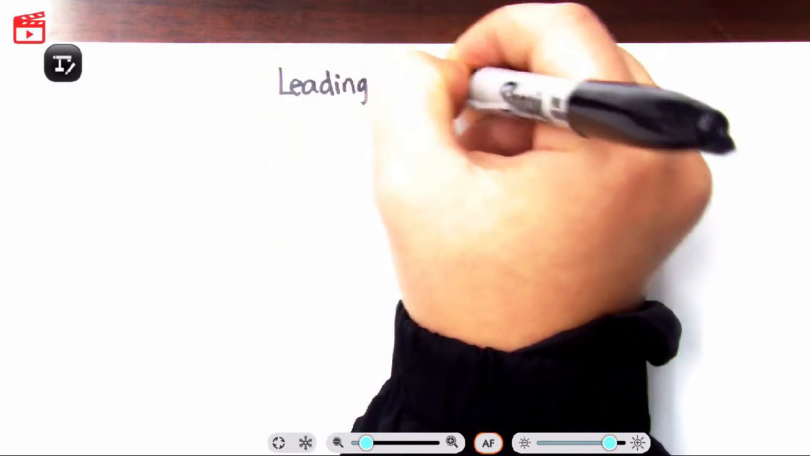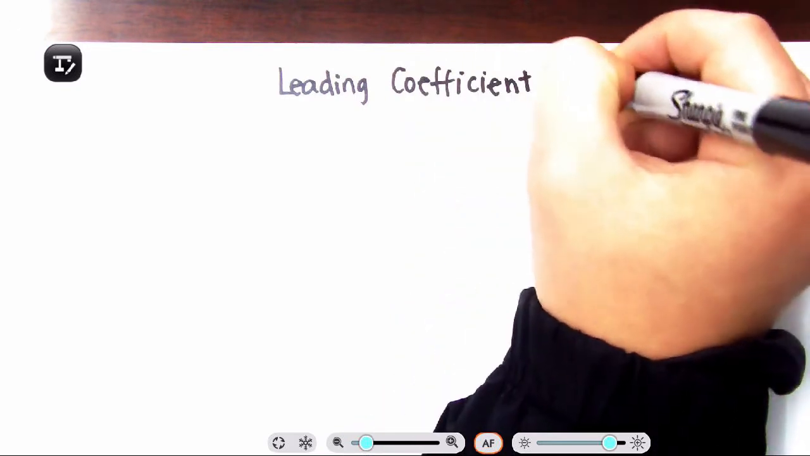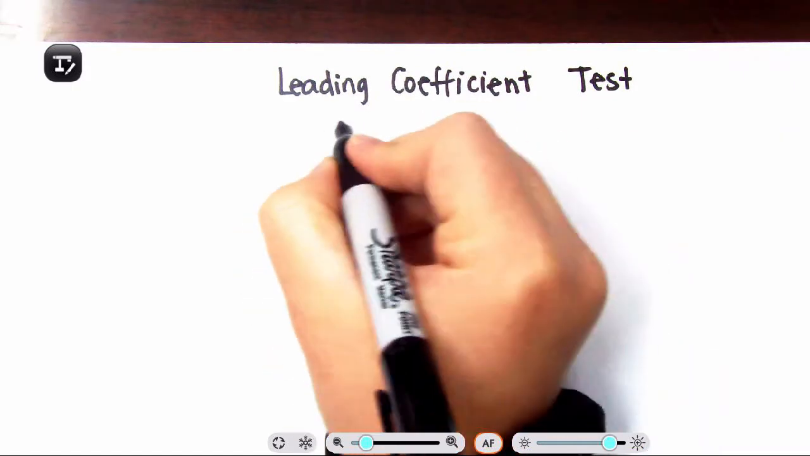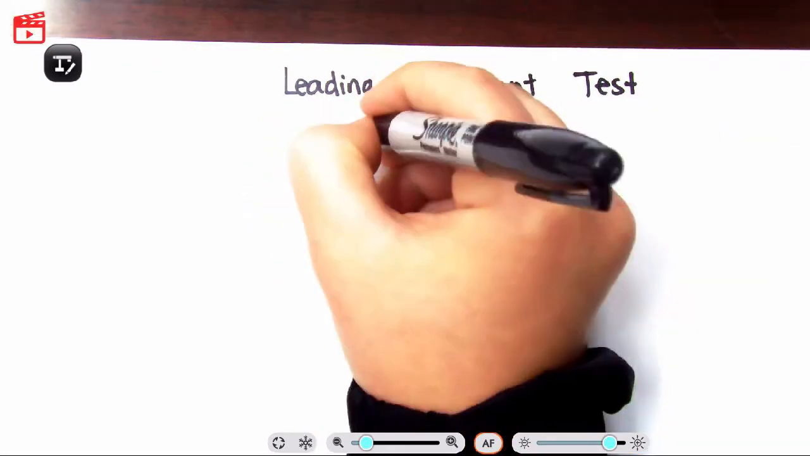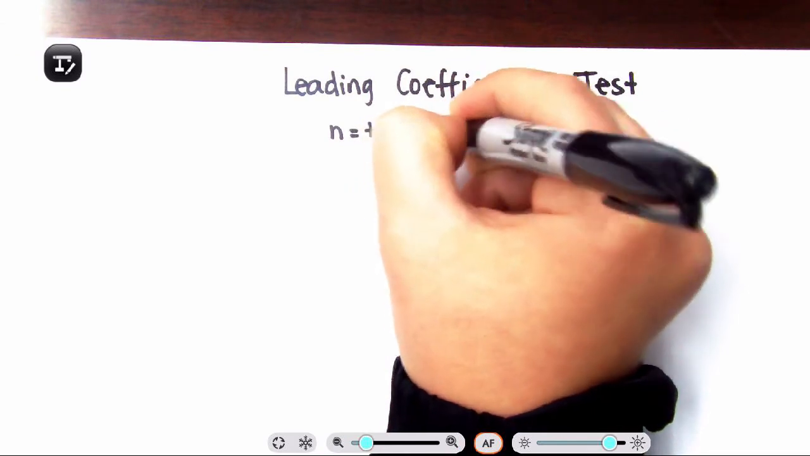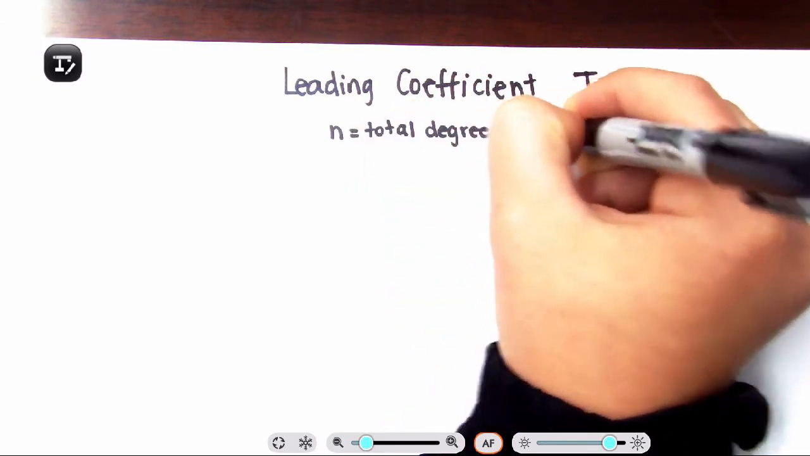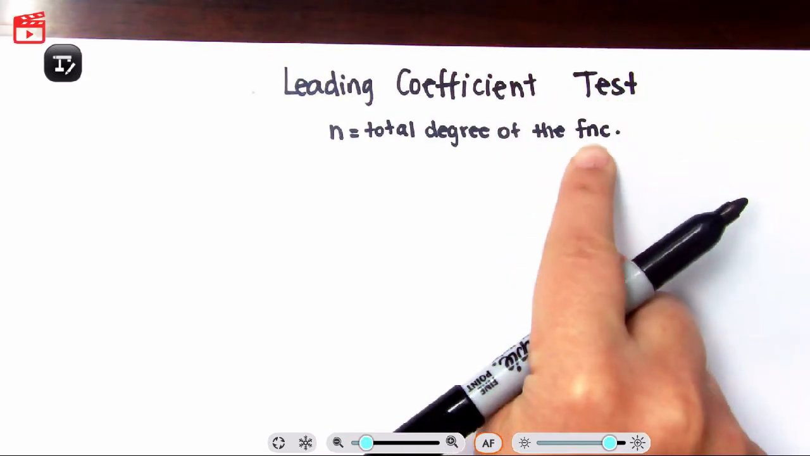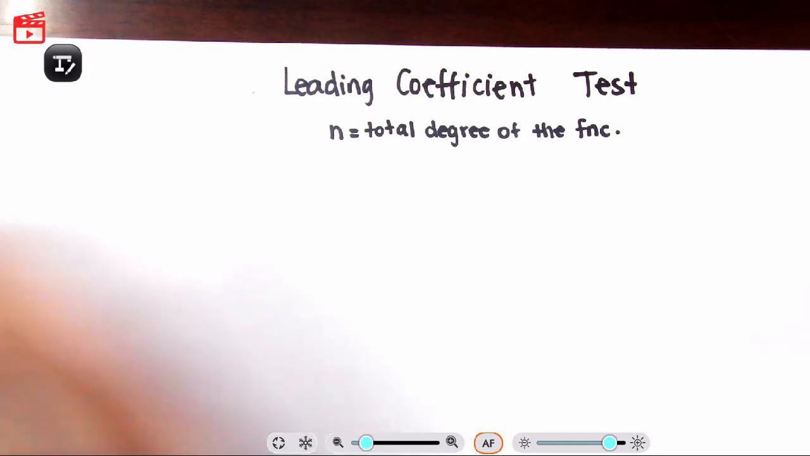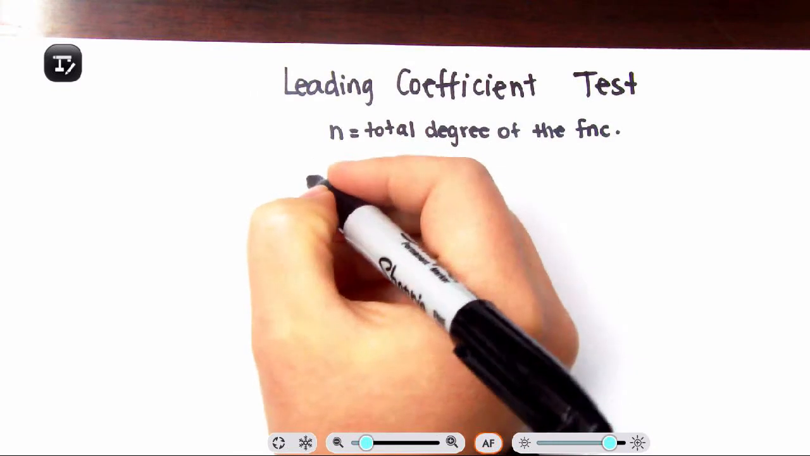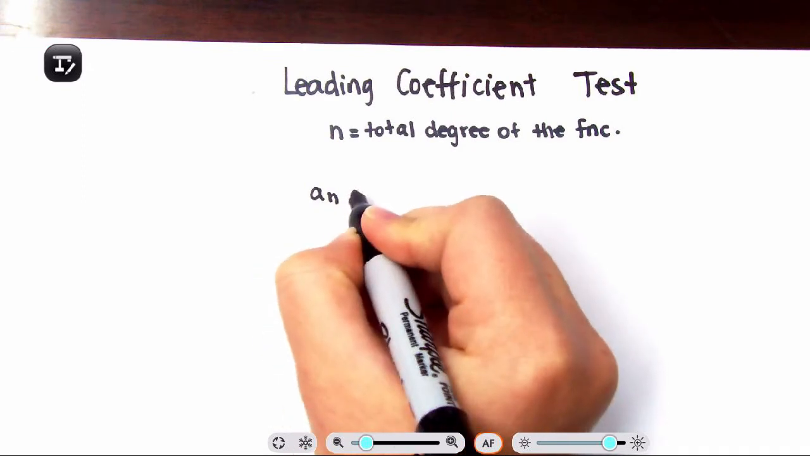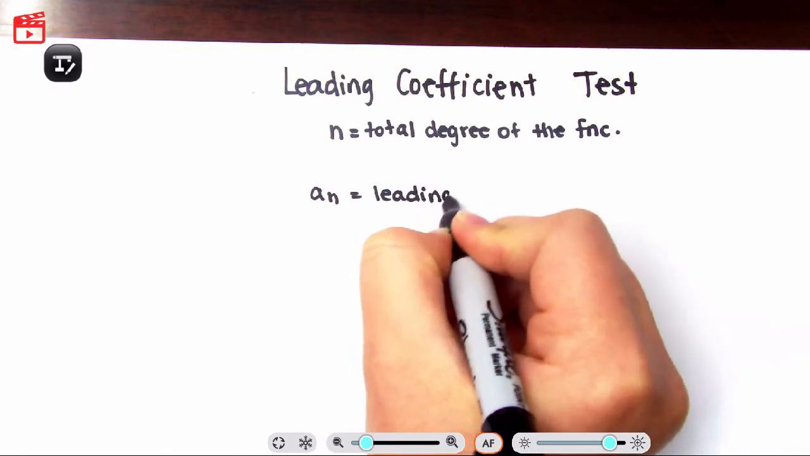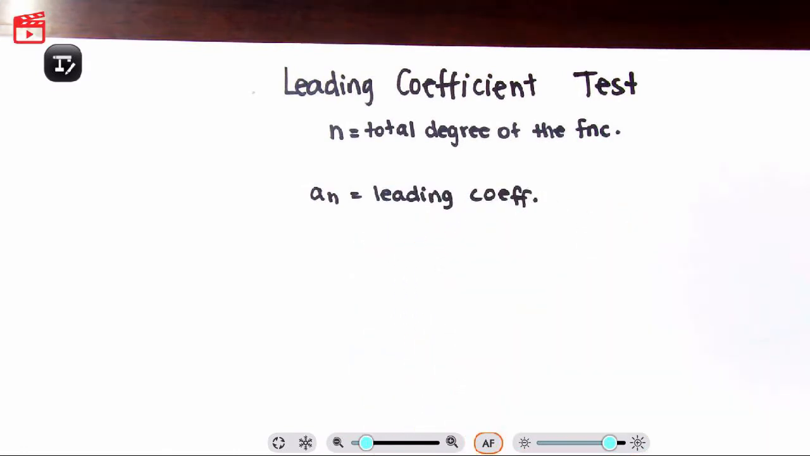So we're going to retitle this as leading coefficient test. I'm going to define things. So n is the total degree of the function, and I abbreviate function as f and c. I'm going to leave some space here because I want to define things. And then a sub n, so a with n little, this is not an, this is a sub n, is your leading coefficient. And I'm going to abbreviate coefficient as coef.